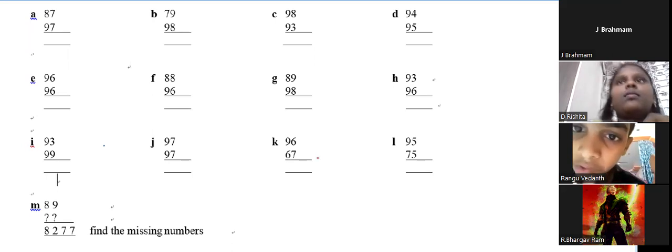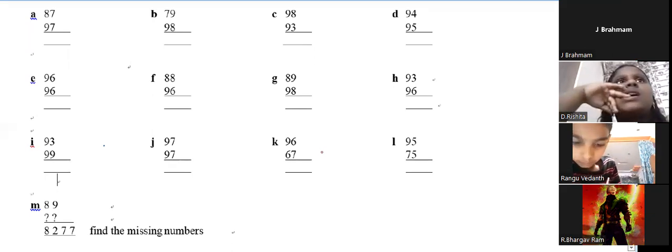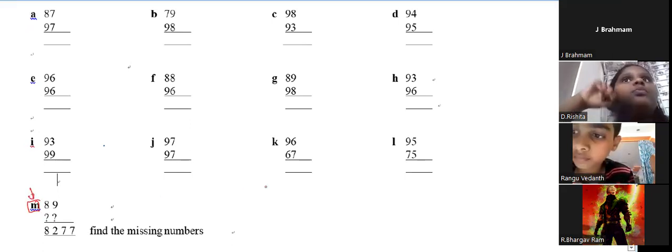I will divide 8277 by 89. Rishita should do it. No. I'm asking everyone. Tell the answer. Sir, 80 into 90 is 720. Then, sir, 49, so 720 plus 49 is 769. So the answer is 769. For which question? I'm asking for M. Okay. Question A, M. 93, oh, sir. Is it 93? Yes, sir, I did 93. Yes. Okay. I got the answer.